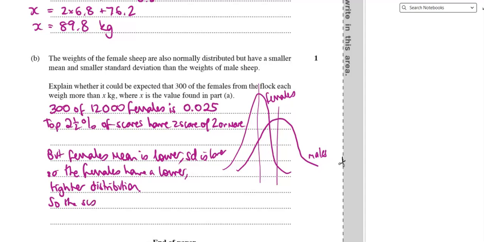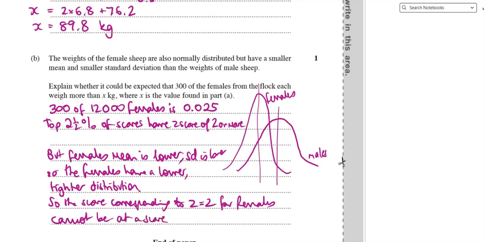So the score corresponding to z equals 2 for females cannot be at a score of X equals 89.8 kilos. So the answer is no. And that's the end of the paper.